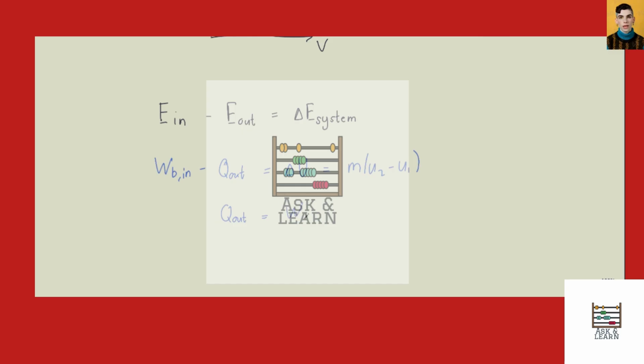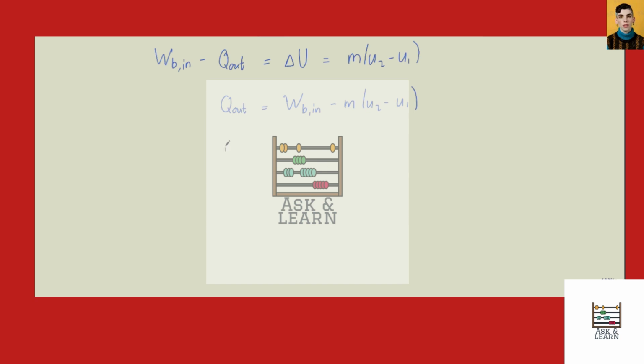We rearrange this equation as the boundary work into the system minus M times the change in internal energy, u2 minus u1. So if you divide both sides by M, we get the specific heat transfer Q out is equal to the specific boundary work minus u2 minus u1. So that's our energy balance equation.